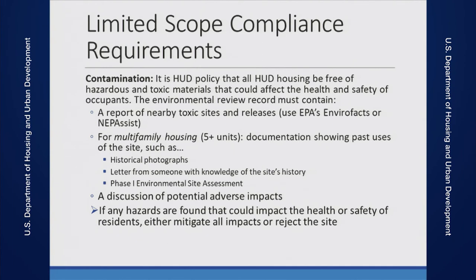And this is easy to generate using an online tool created by the EPA called EnviroFacts. Second, for buildings with 5 or more units, you'll need to look at past uses of the site and look for anything that could increase the risk of contamination.